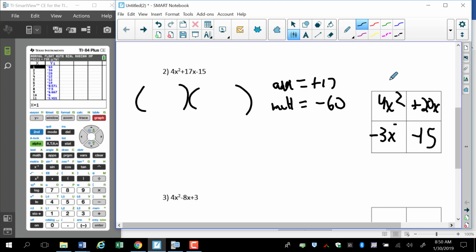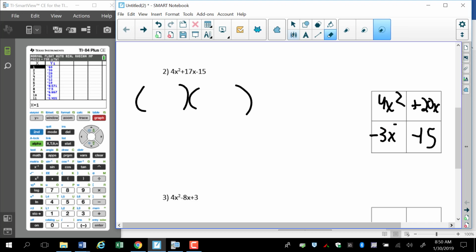Now what we don't know for the outside is whether this is going to be 2 and 2 or 4 and 1 to give me the 4x squared. So we don't have to go there. We can use any combination of boxes here that we'd like. So I'm going to move this out of the way here. What I like to do is pick a section, so I'm going to look at this row right here.